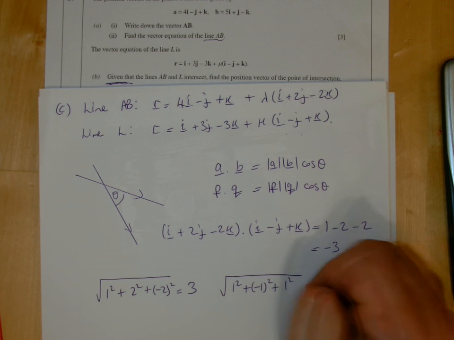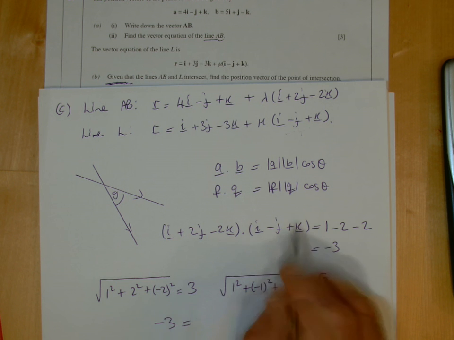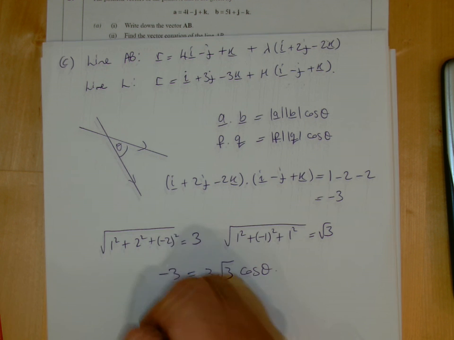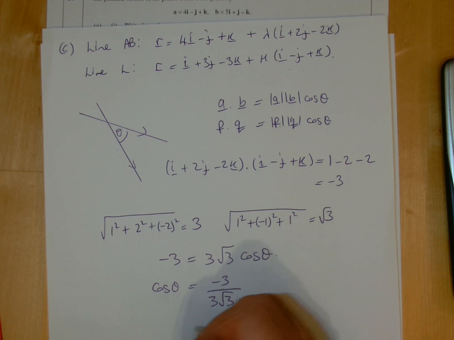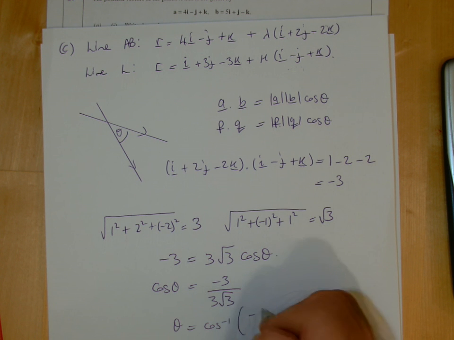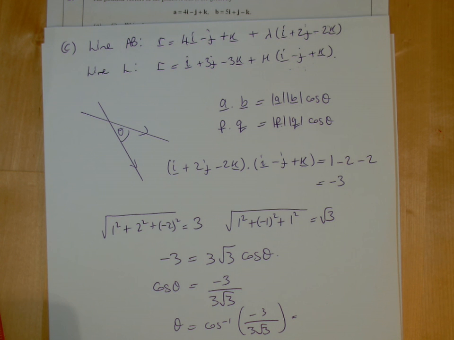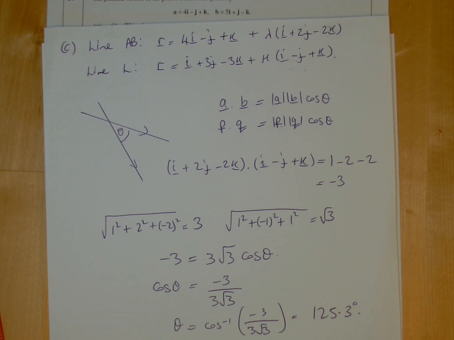Following that formula, the dot of them is minus 3, which equals the mods times together, so 3 times root 3 cos theta. To get cos theta, you take that over the other side, and then do a cos inverse of that. Cos inverse of minus 1 over root 3. Get my calculator. If I type that in, I'm getting 125.3 degrees.